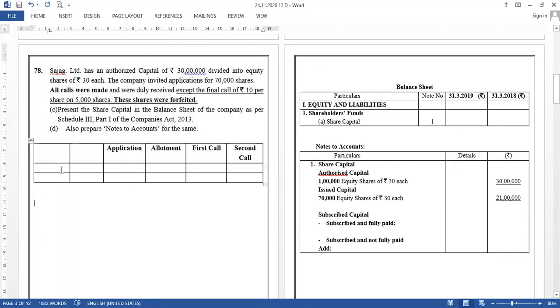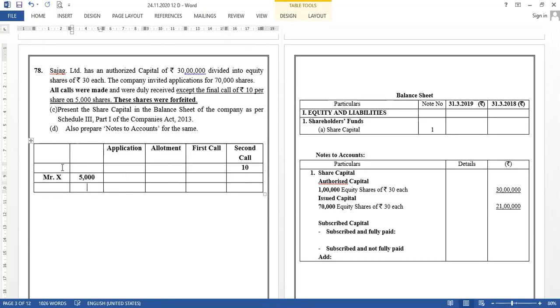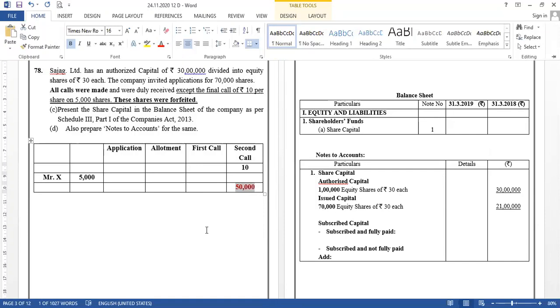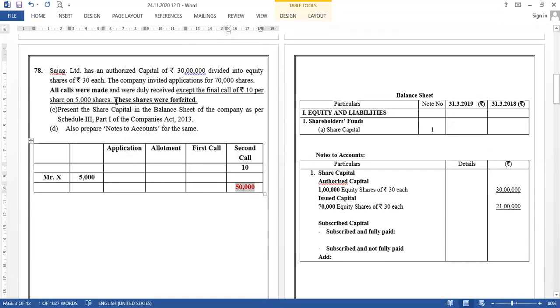Okay, let's take Mr. X. Mr. X, holding 5,000 shares, has not paid us the final call of rupees 10 per share. Okay, so let us calculate the amount not paid. 5,000 times 10 will be 50,000. Okay, 50,000 is not paid, so let me write this with red. This is a simple calculation. And this is something important.